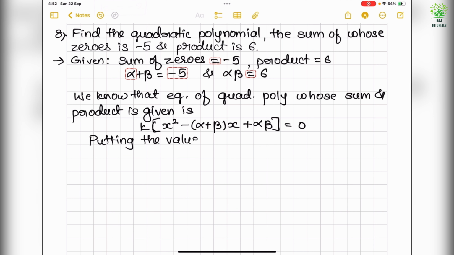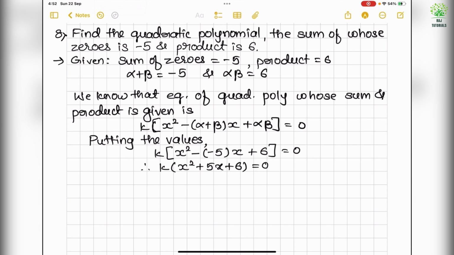So putting the values, k into x square minus alpha plus beta is -5 plus alpha beta is 6 equal to 0. So therefore I can say k into x square plus 5x plus 6.